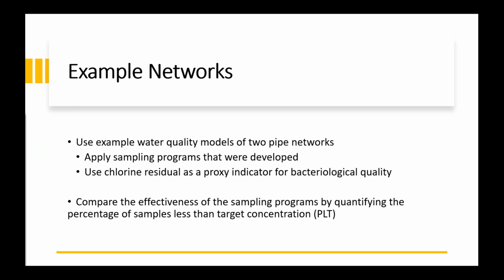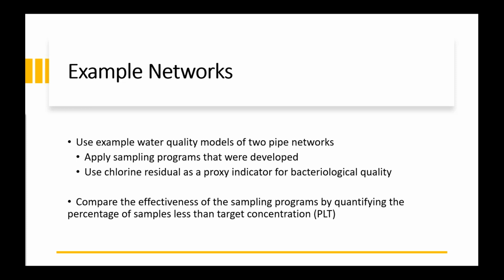For the example networks, as I had mentioned on the previous slide, I used 2 different pipe networks in this study. And the idea behind using 2 different networks is to see the differences between systems of different sizes. One is much larger than the other in this case. And then see what happens when we apply sampling programs to these networks.